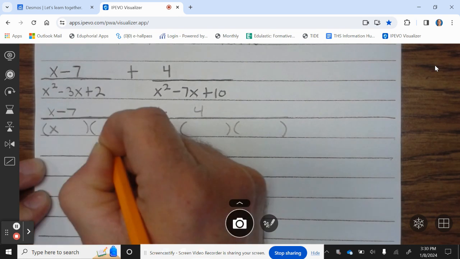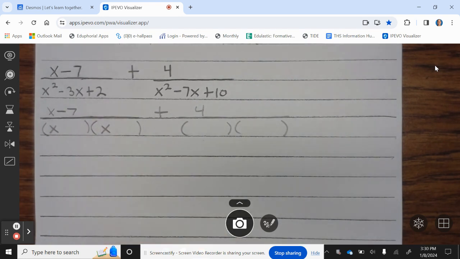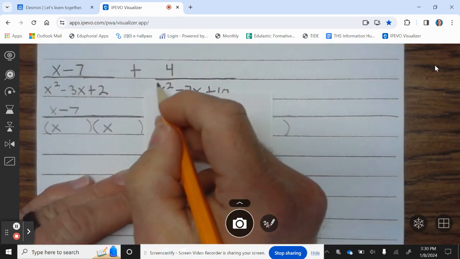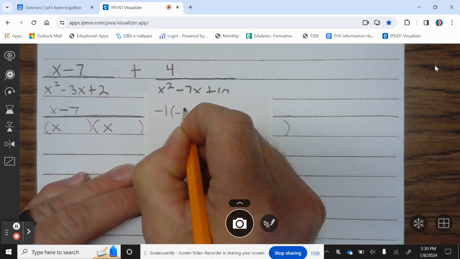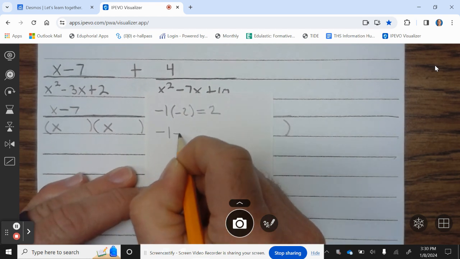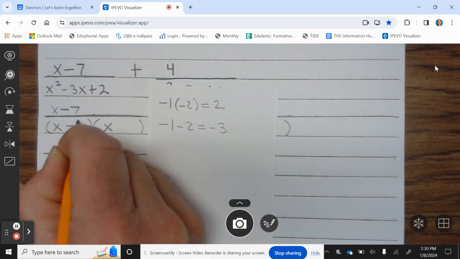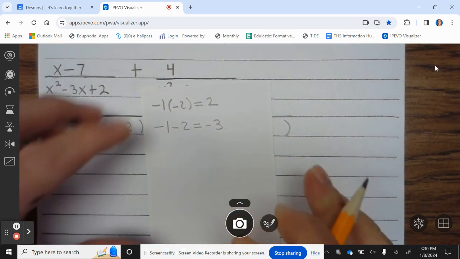Now we know x and x makes x squared. Now we need to figure out what numbers multiply to give you 2 and combine to be negative 3. So negative 1 times negative 2 is positive 2. Negative 1 minus 2 is negative 3. So our factors are x minus 1, x minus 2.